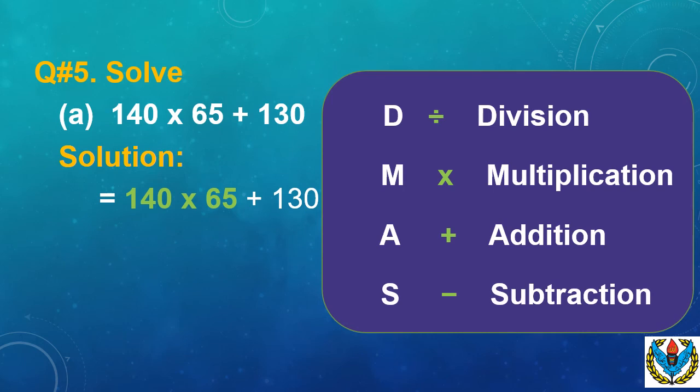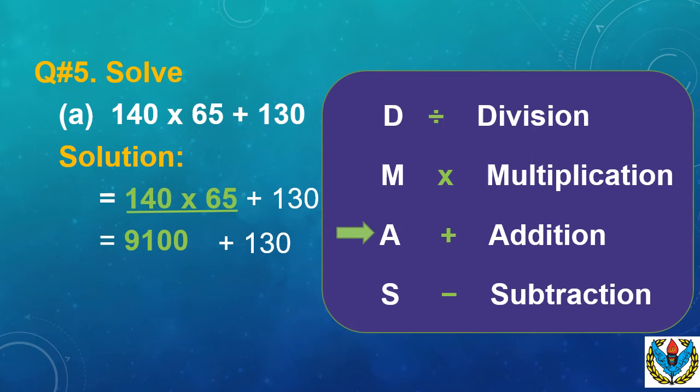Here in the question there are two operations. Which two operations? Multiplication and addition. And between these two operations, which operation is coming first? Yes, multiplication. So we will multiply first. Here we have to multiply 140 by 65. By multiplying them we get 9100 and plus 130 will come as it is.